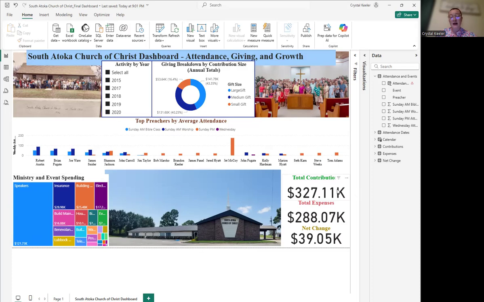Over here on the right-hand side, this is the total contributions for all the years, total expenses for all the years, and our net change for all the years. You can see how I got my net change: I took my total contributions minus my total expenses, so my total expenditures.